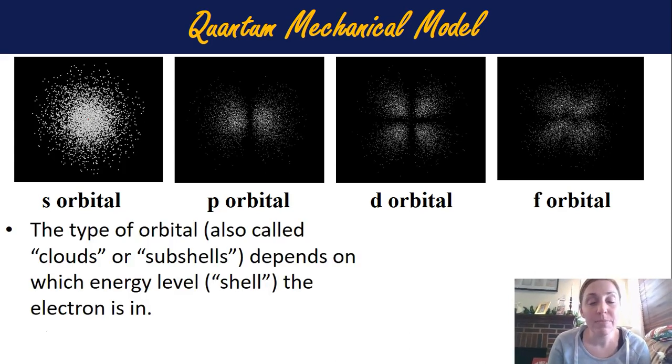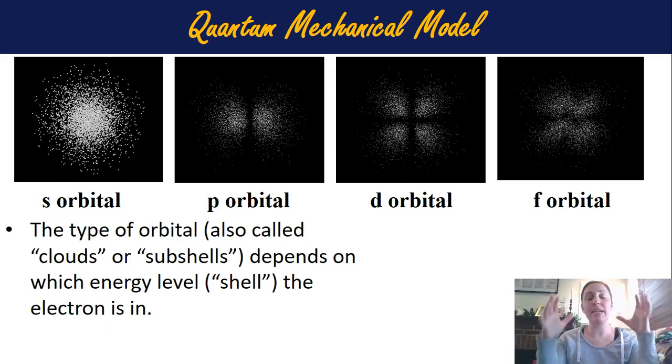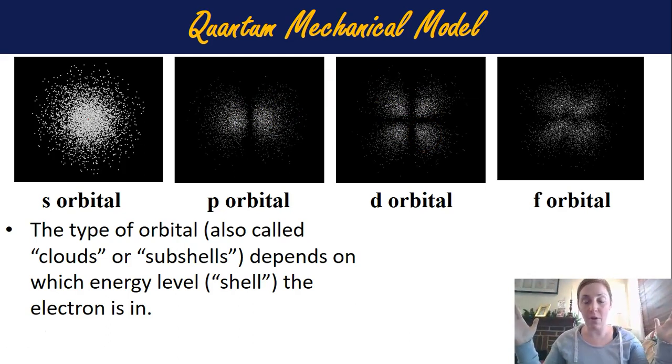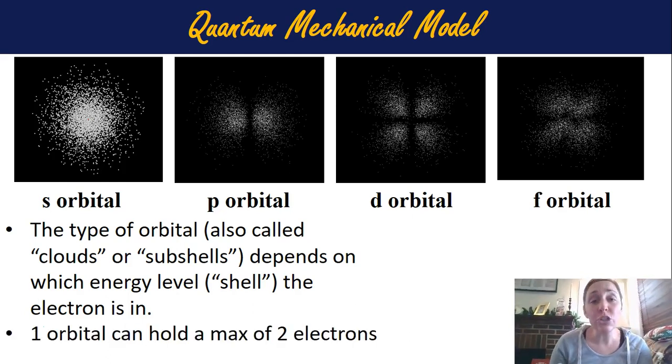So the type of orbital, also called the cloud or subshell, each of these would be an orbital, an electron cloud or a subshell, depends on which energy level or shell it's in. So remember, like I said, you have energy levels. Those are how far out from the nucleus, and within each of those energy levels, there are certain orbitals. So you can say within each shell, there are subshells. And each orbital can hold a maximum of 2 electrons. So in this s orbital, you can have 2 electrons. In this p, you can have 2. In this d orbital, you can have 2. And in this f orbital, you can have 2.